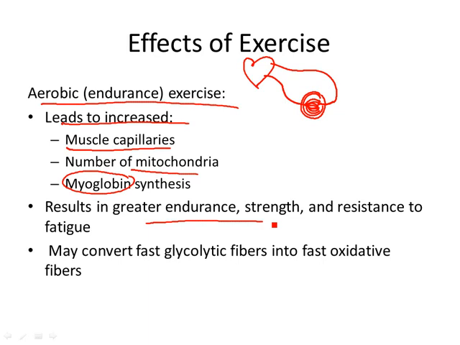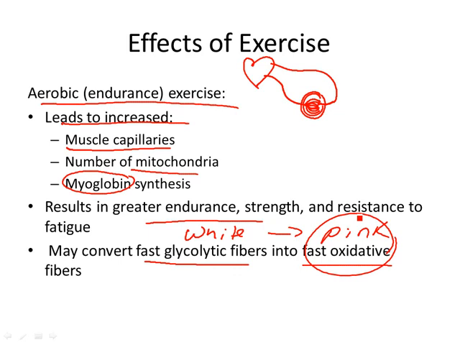You can also convert those fast glycolytic fibers into fast oxidative. So you can convert those white fibers into pink fibers. Okay? You can't convert fast into slow, but you can convert fast glycolytic into fast oxidative. So that's what you're trying to do. When you're trying to increase your endurance, you're basically trying to change your body. You're trying to give yourself more of these fast oxidative fibers, which are more resistant to fatigue and give you better endurance.